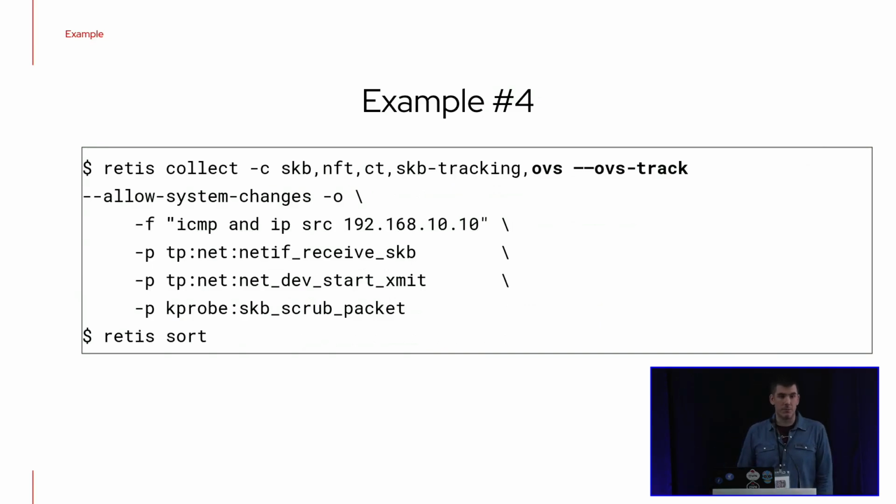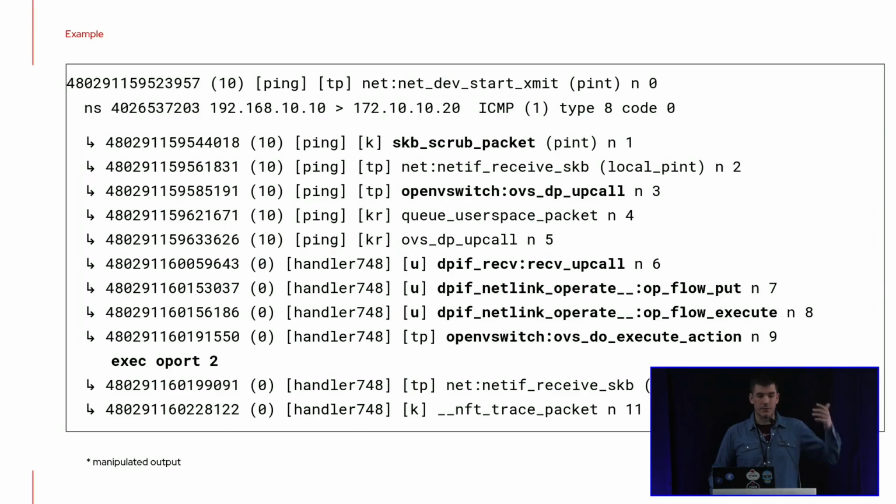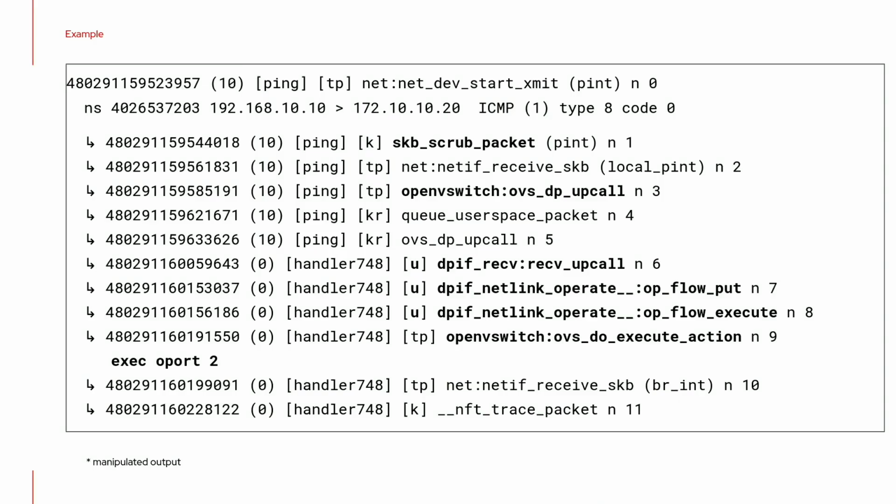If we go back to our example and we add OVS and OVS track, the result is now we have a coherent, sorted list of events associated with our packet. I've modified the output a little bit so it fits nicely in a slide, but essentially we see how the packet is sent through a net device. It goes through a network namespace. It gets upcalled. Then there are the operations applied on it.